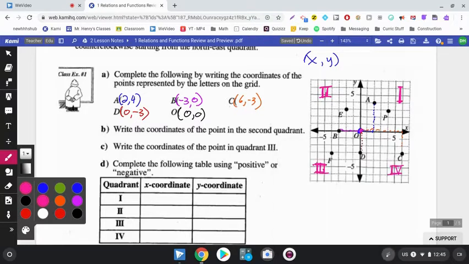Okay, so those are the quadrants. Those are important to know, and that's important to know just to be able to talk about points and really nothing other than that.